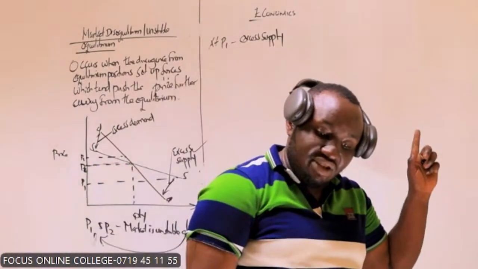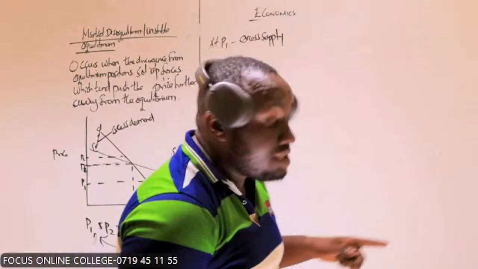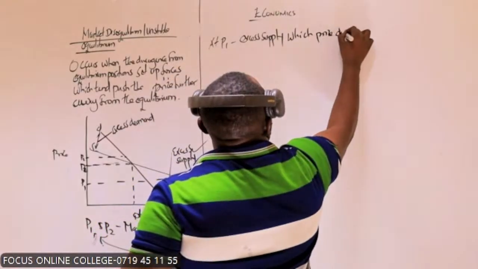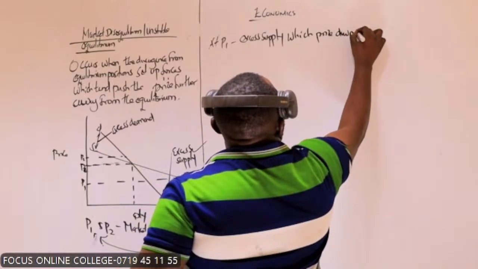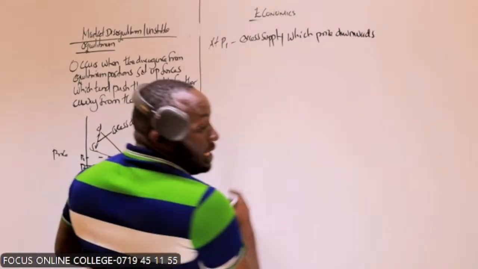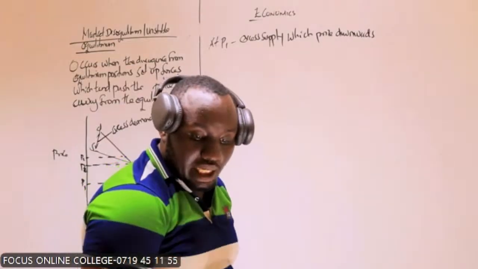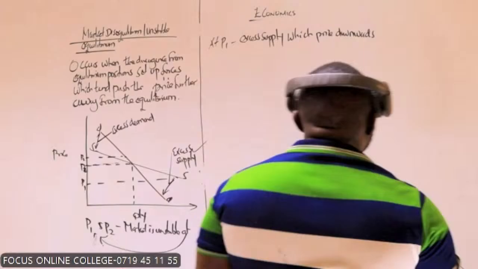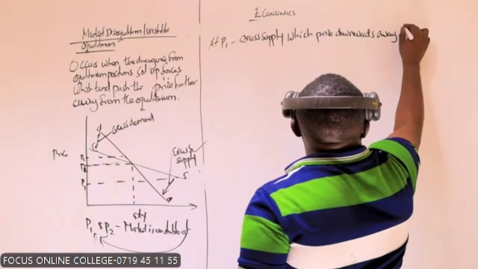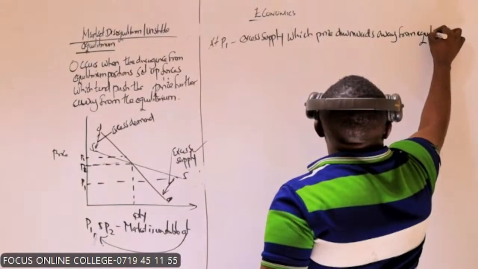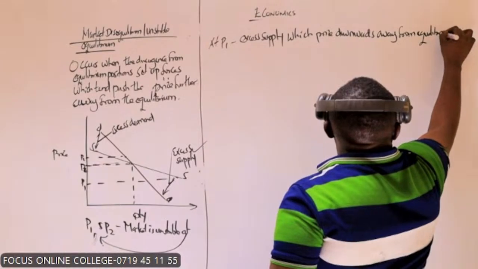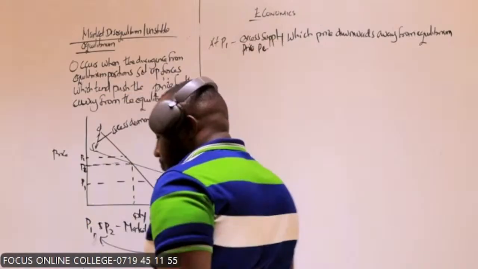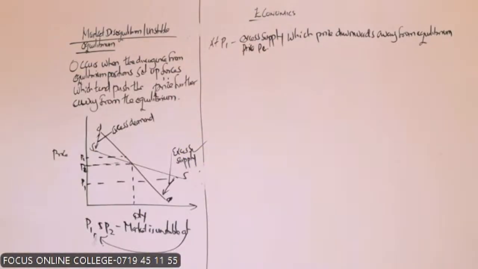Which pushes the price downwards, away from what we call the equilibrium price, PE. We understand that the rewards that increase the price, in form of cash, push the price downwards, away from equilibrium price. They are classified as follows: taxed away from equilibrium price, PE.